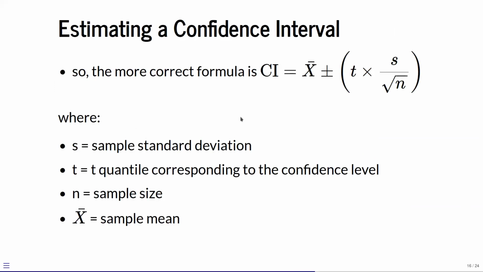So the more correct formula is this formula, where we use the sample standard deviation, S, and the t quantile corresponding to the confidence level. The other parts are the same.